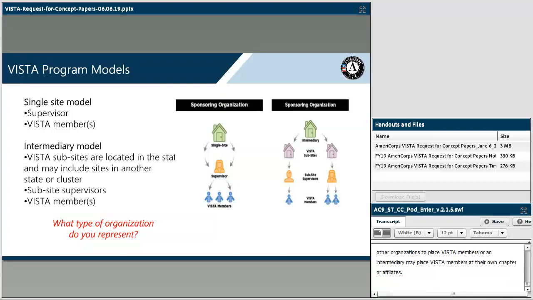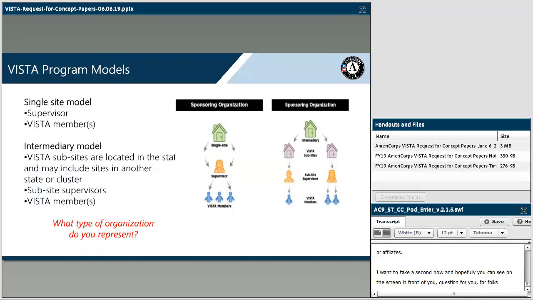So just want to take a second now, hopefully you can see on the screen in front of you, just a question for you, for folks on the phone. Based on what you've heard so far and what you know about your organization, what type of organization do you or would you represent? Would your VISTA project be a single site entity, or would you be looking at being an intermediary? And if you just type that in the chat box, great. I see a bunch of folks answered already. Thank you. Yep, lots of single sites, sub-site of an intermediary, couple of intermediary answers. Great. Thank you for that.